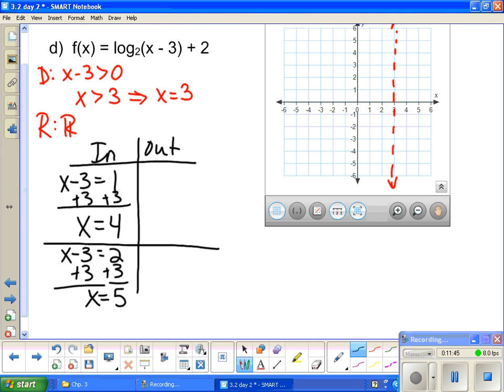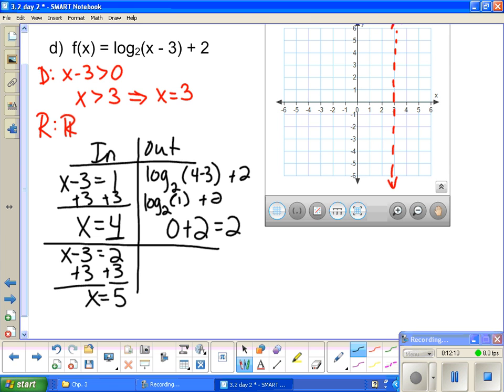Let's substitute it into our logs. So log base 2, I said x is 4, and then I have a plus 2 out here. Log base 2 of 1 plus 2. Well, log base 2 of 1 is 0, plus 2 equals 2. So this is my point, 4, 2. I'm going to go ahead and put that on the graph now. 4, 2.